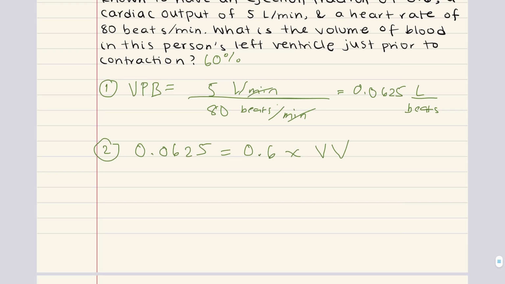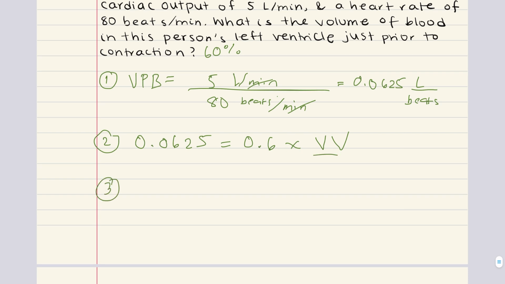Now we can move into our last and final step, where we solve for the ventricular volume. All we have to do is divide both sides by 0.6. When we do that, we get 0.104 liters. So the ventricular volume is equal to 0.104 liters. Let me reiterate. The volume of blood in the left ventricle just before contraction is equal to 0.104 liters.